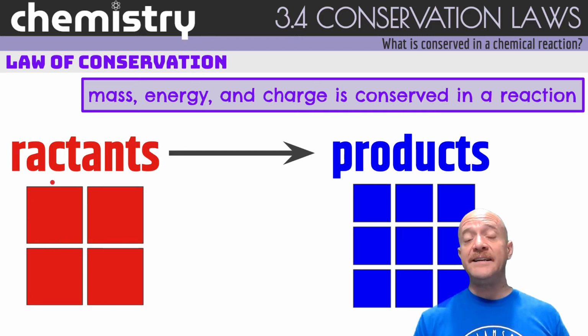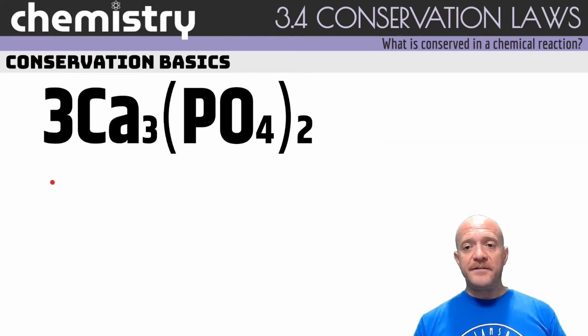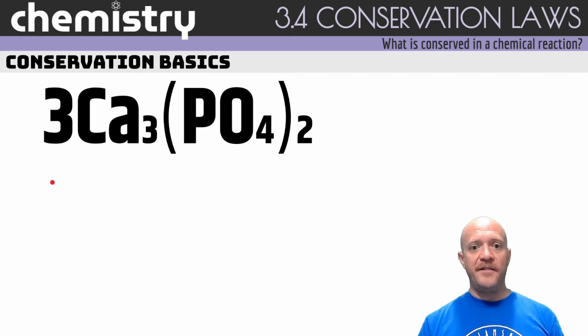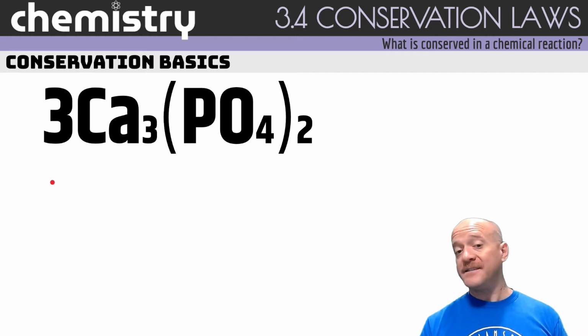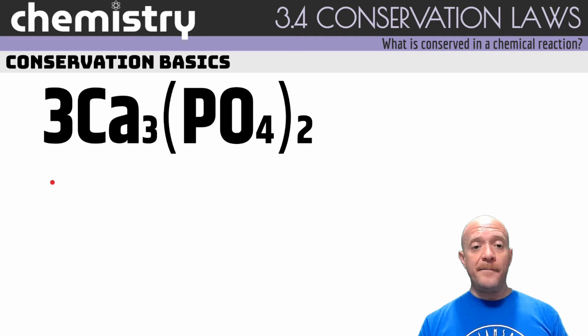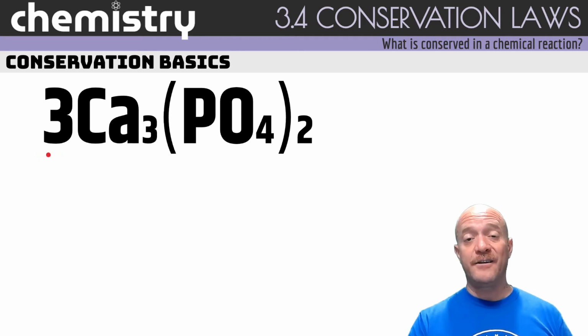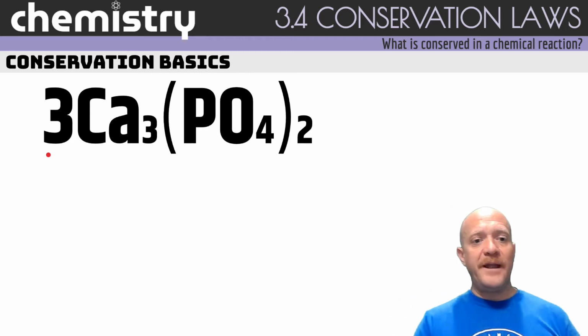As far as quantities, each atom needs to be accounted for. So here's some basics, figuring out the quantities of each one. There's a lot of information here. This is kind of complicated. And when you see this number in front, that adds another curveball to it. So I'm going to break this down.